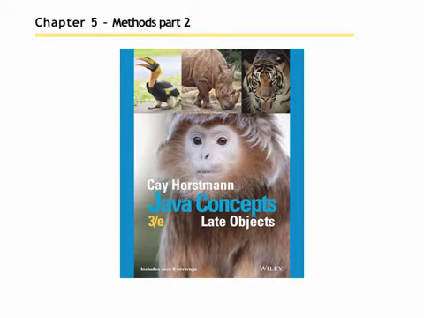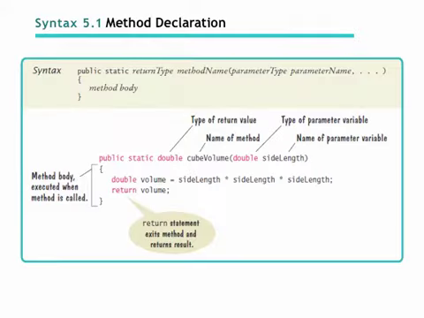Chapter 5, Methods Part 2. So the syntax for declaring a method is to start with the access modifiers public static, and then the return type, and that's the data type of the value being returned. Then the method name, which follows the same rules for naming variables. Then a set of parentheses, an open and a closed parenthesis, that contains your parameter list.